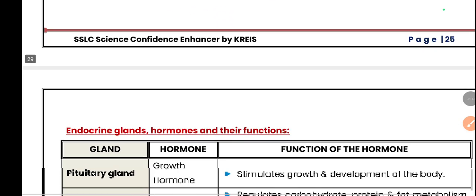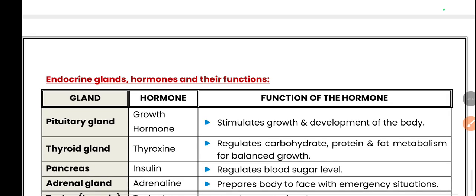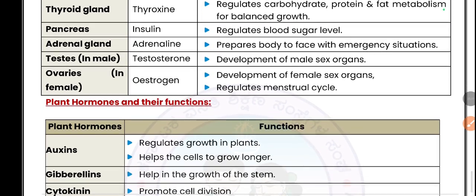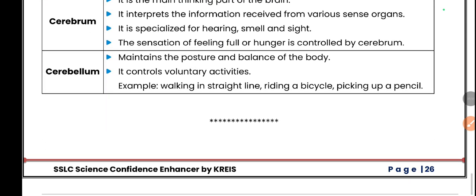Okay, up to now whatever we discussed, those are very important. Then endocrine glands, I already discussed with you. Okay, then endocrine glands and all the other things whatever are there, we have to discuss in the next clip.